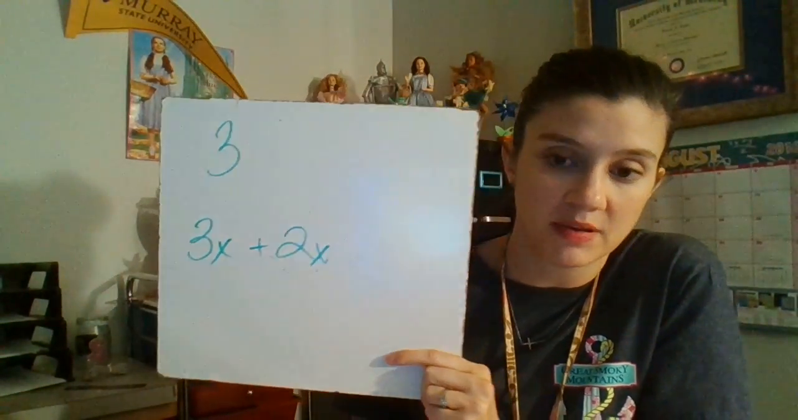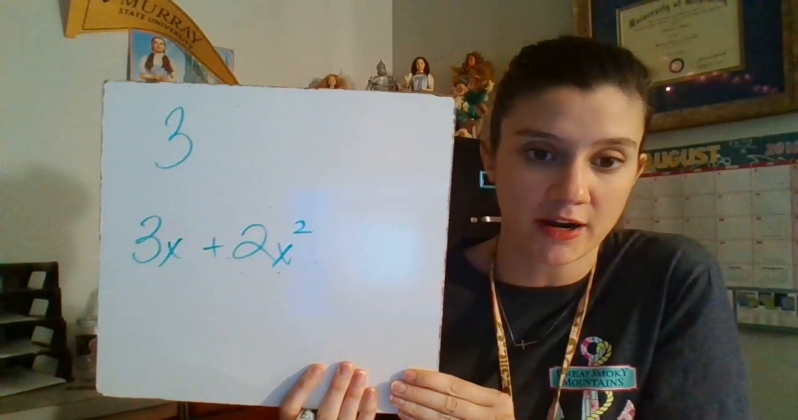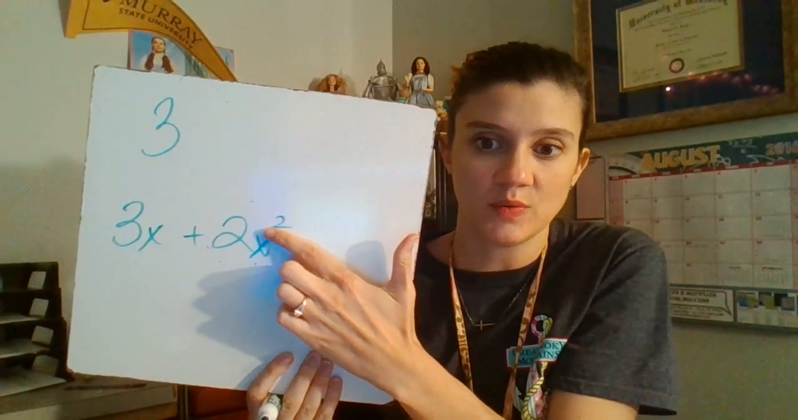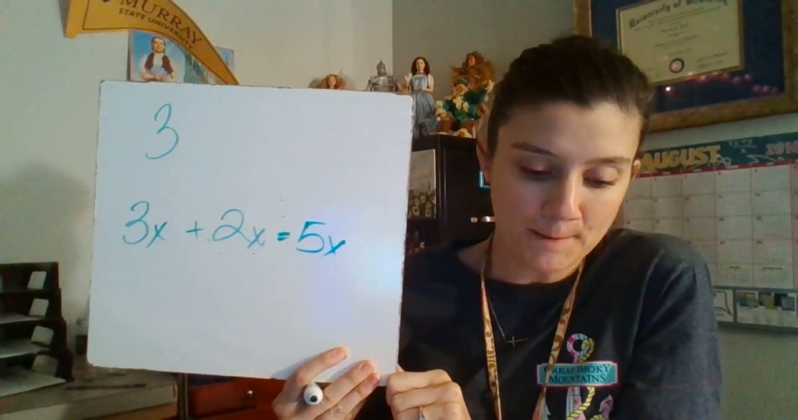Like terms have to be identical. So we could combine 3x plus 2x because there are no exponents. They each have an x and one constant. If the 2x were squared, we wouldn't be able to combine because they don't have identical exponents. So we can combine those. 3 plus 2 is 5. So 3x plus 2x is 5x. Okay? That's combining like terms. Variables that are like terms may be combined following the order of operations. You still got to remember your PEMDAS.